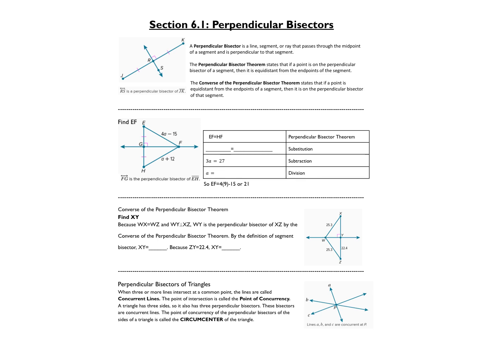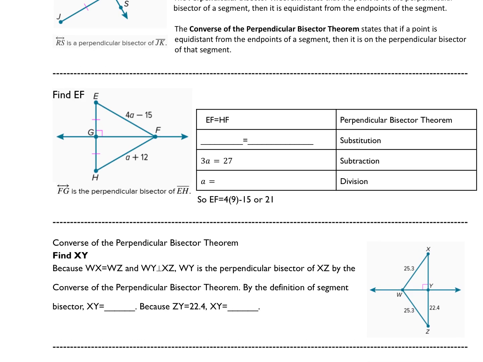All right, so if you look at EF and HF, because FG is the perpendicular bisector of EH, that means that point F is equidistant from point E as it is to point H. So therefore, EF is equal to HF. That's the perpendicular bisector theorem at work. Now, we can substitute in what we know EF to be, which is 4a minus 15, and we can substitute in what we know HF to be, which is a plus 12.